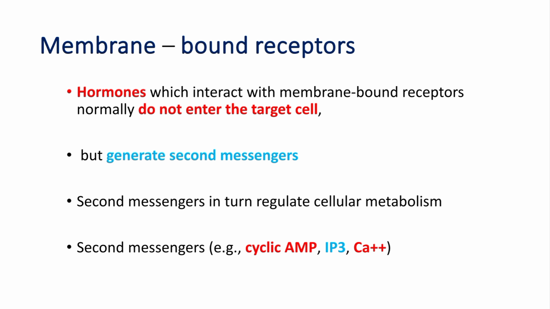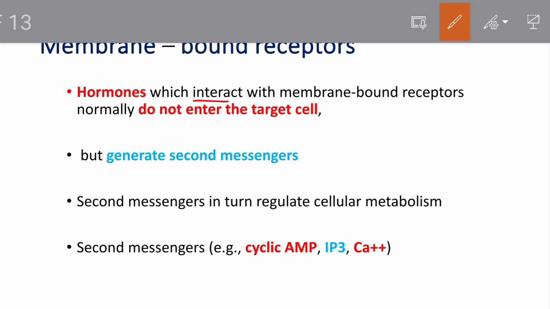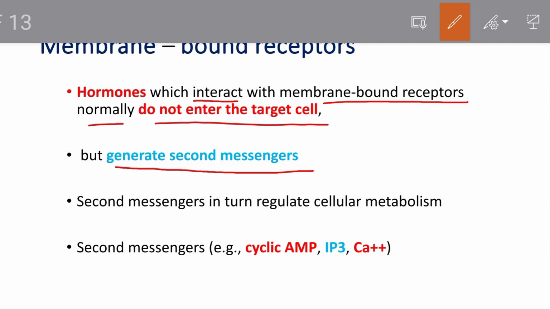Membrane bound receptors. Hormones which interact with membrane bound receptors normally do not enter the cell. So these hormones which bind to membrane bound receptors do not enter the cell but generate second messengers. These second messengers in turn regulate cellular metabolism. Examples of second messengers are cyclic AMP, IP3 and calcium ions. AMP is adenosine monophosphate, IP3 is inositol triphosphate.